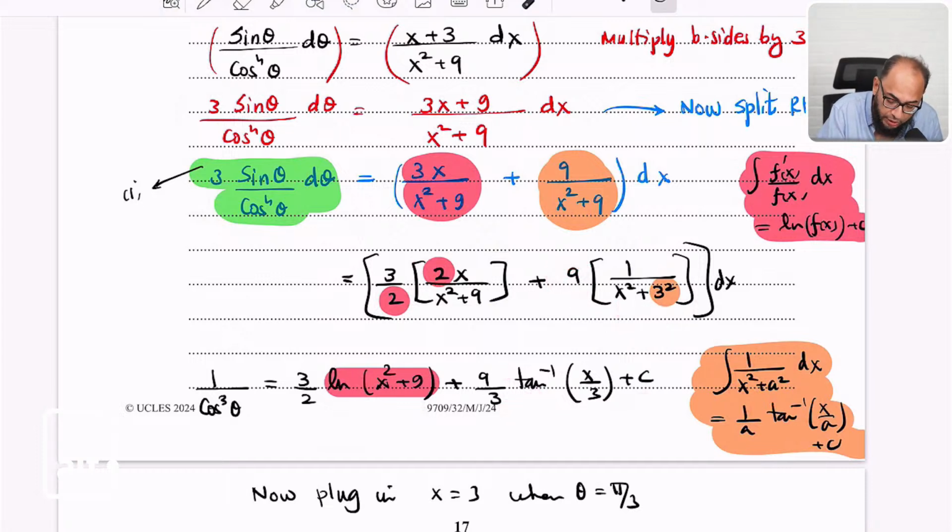So now the orange part is right over here. This is 3. And let me just choose the orange part. That is right over here: tan inverse x over 3. That's how this is done.